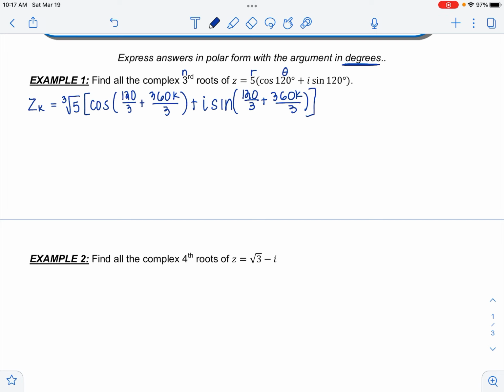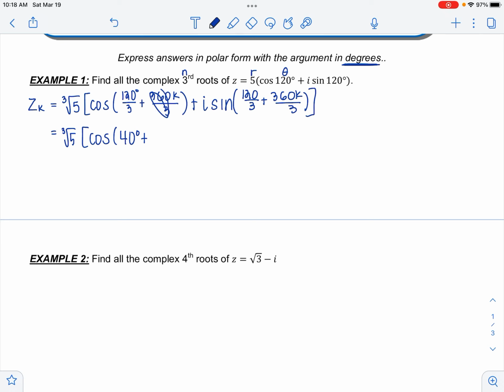All right, now you're going to clean this up. Do we know the cube root of 5? No. Can we simplify it? No. It's just 5 to the 1/3 power, but we can just keep it as cube root of 5. If it was cube root of 8 or cube root of 27, cube root of 64, we would change it. All right, so now we have cosine of, and we're going to simplify both of these fractions. 120 divided by 3 is 40 degrees, plus 360 divided by 3.